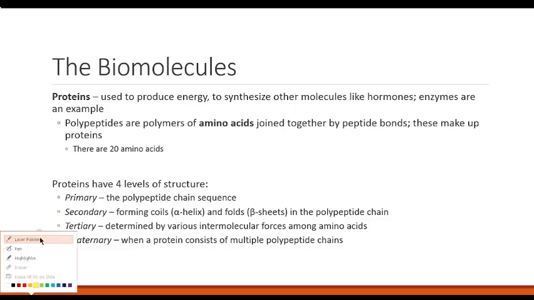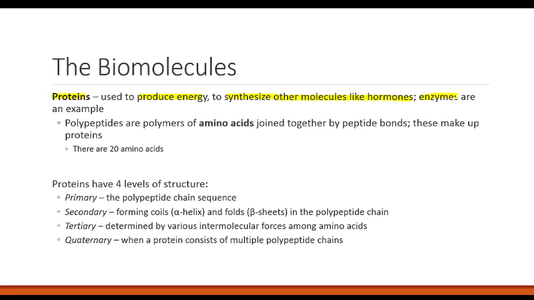So the last one is protein. Proteins are used to produce energy and to synthesize other molecules like hormones. Enzymes are proteins, although other substances that have the "zyme" designation might not be proteins, such as ribozymes, which are RNA, catalytic RNA.